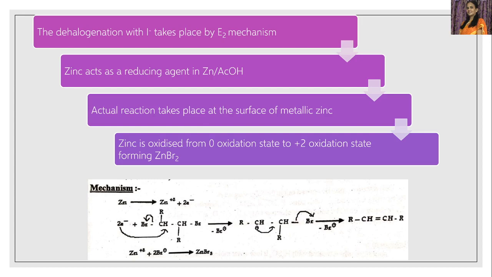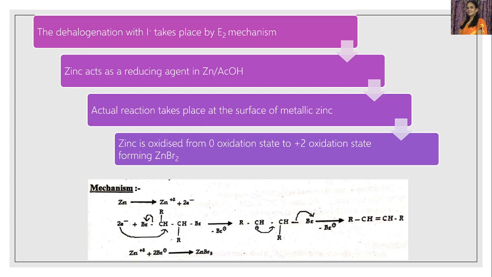Zn gives rise to Zn plus 2 electrons. Zinc loses 2 electrons to form Zn2+. And this 1,2 dihalide, here we consider 1,2 dibromide, utilizes these 2 electrons. Then this carbon becomes negative. This Br comes out along with a pair of electrons. You can see this carbon has a negative charge and Br is lost. So RCH negative CHR Br is what is present here.